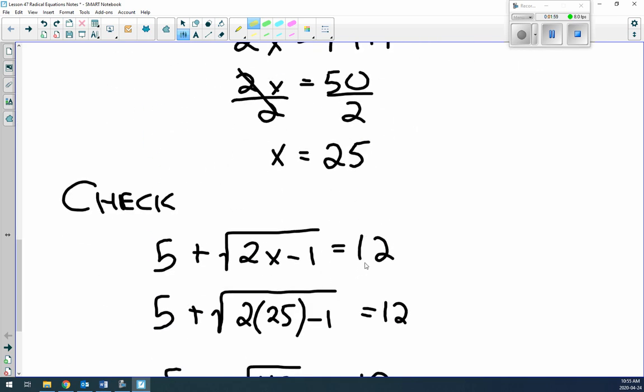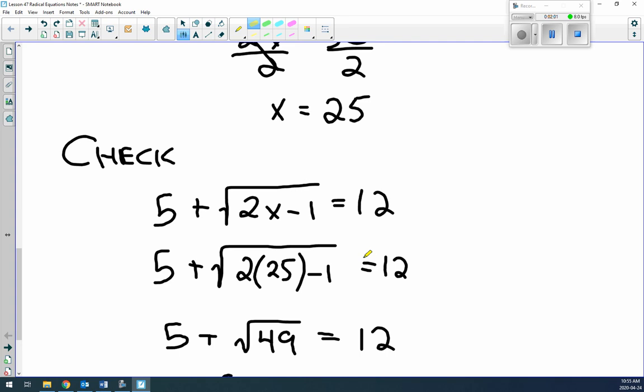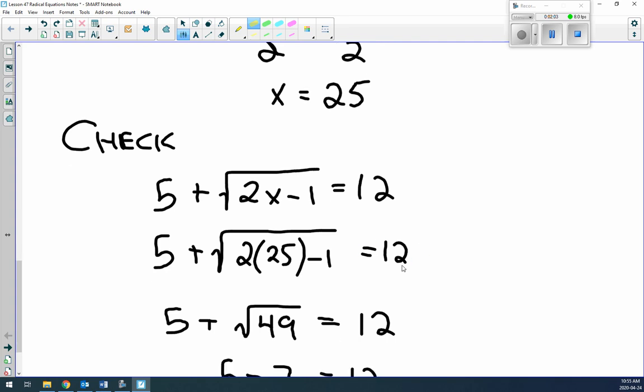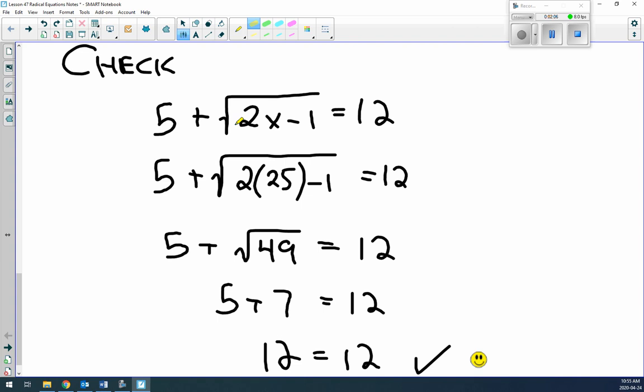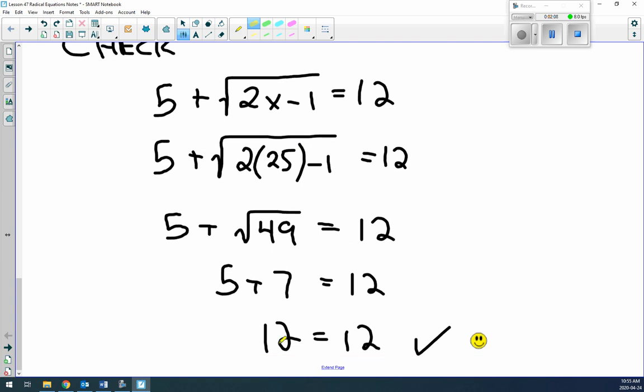But should you always check it? Yeah. To check it, all you do is plug it back into the original equation and make sure the left side equals the right side. So we plug in 25 and do all the math. Left side 12, right side 12. Both sides equal each other, so we know this is one of the answers. Okay, go to the second page.